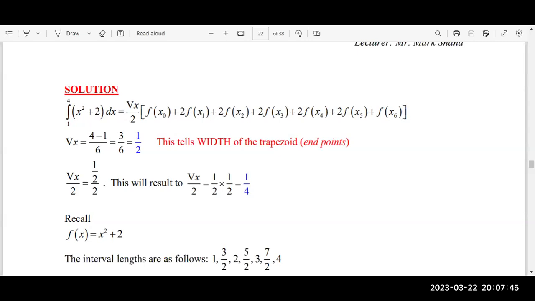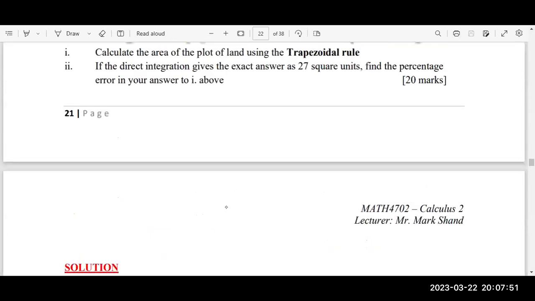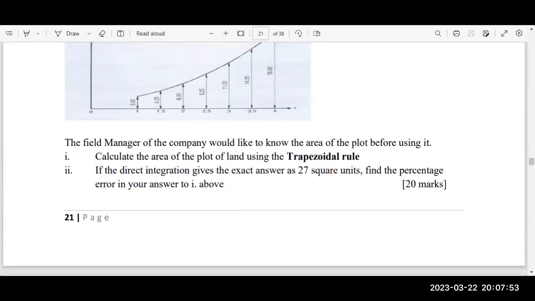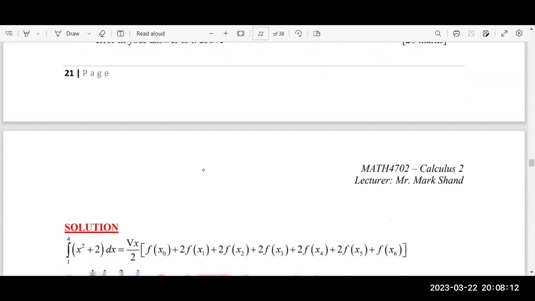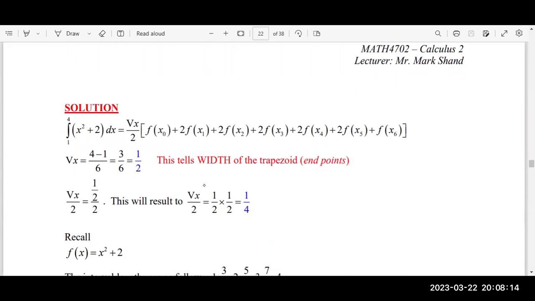Then I check and say 1, 2, 3, 4, 5, 6, 7. But hold on now. When we look at the diagram, we recognize that with the 6 trapezoids, we are able to calculate the ordinates here. And for this other curve, x squared plus 2, we must find out where the 3 and the 4.25 come from, to go on with the answer.